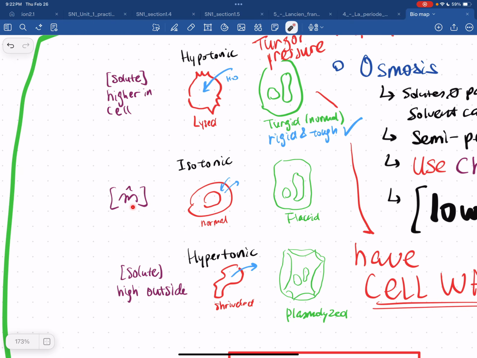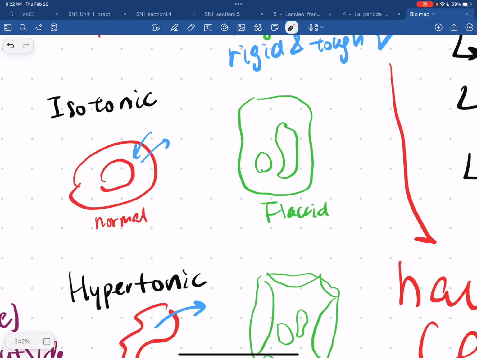If the outside and inside concentrations are the same, it's isotonic and nothing's happening, it's just normal. And these cells are going to be in a flaccid state.